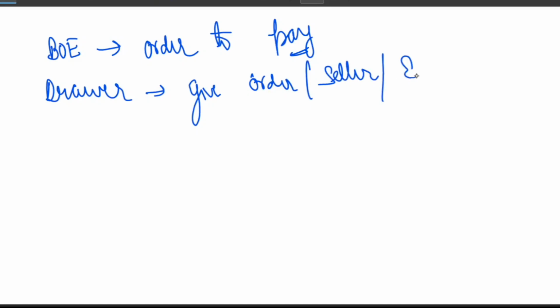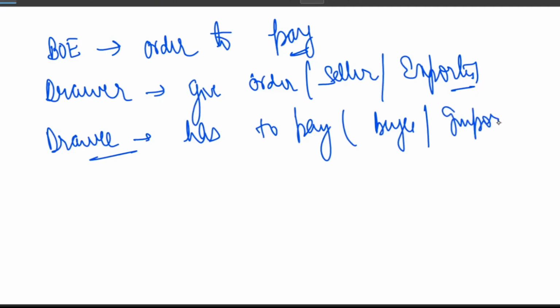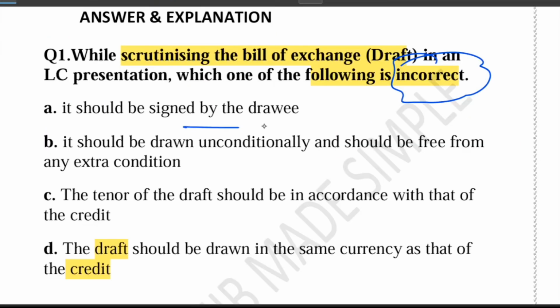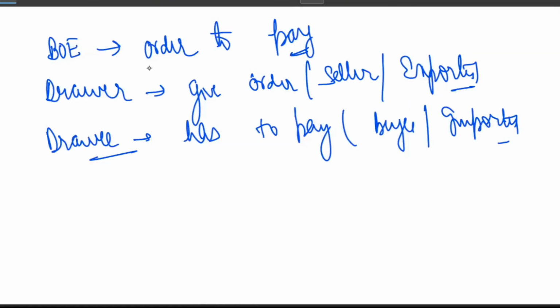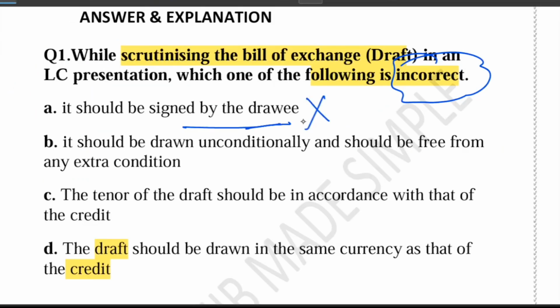Drawer may be the exporter, right? And on the other hand, we have the drawee. The drawee is the person who has to pay. The drawee may be the buyer or the importer; in the context of LC, we call it the importer. So the question is, who signs it? If you look at the option, it says it should be signed by the drawee. Who signs it? Obviously the drawer signs it, because he is giving the order. The bill of exchange is just an order to pay, given by the drawer to the drawee. So obviously the one who is giving the order will sign. So the drawer will sign. So option A is wrong, right?